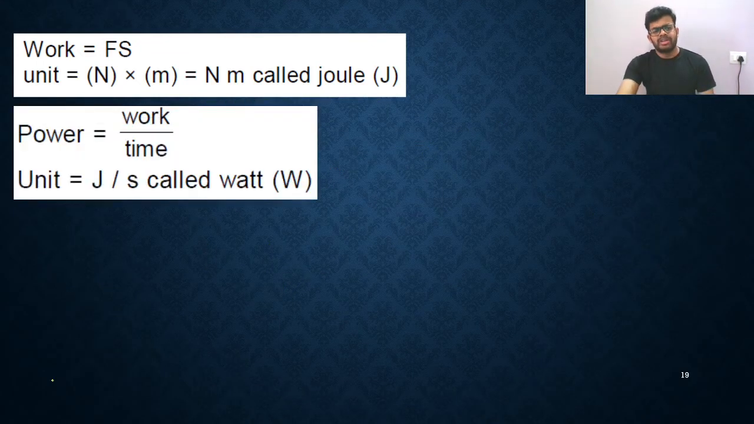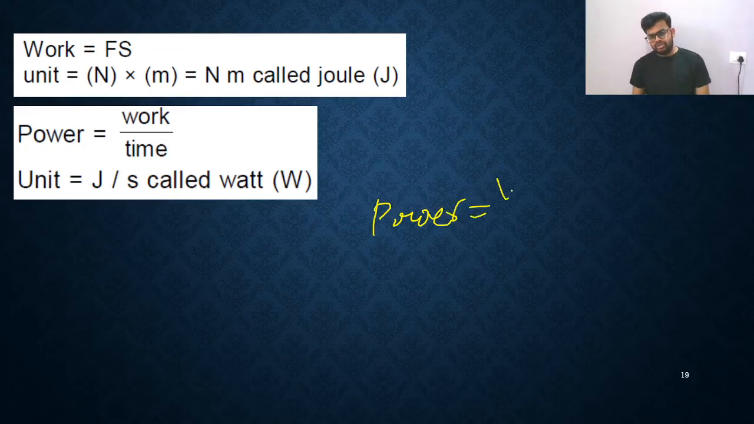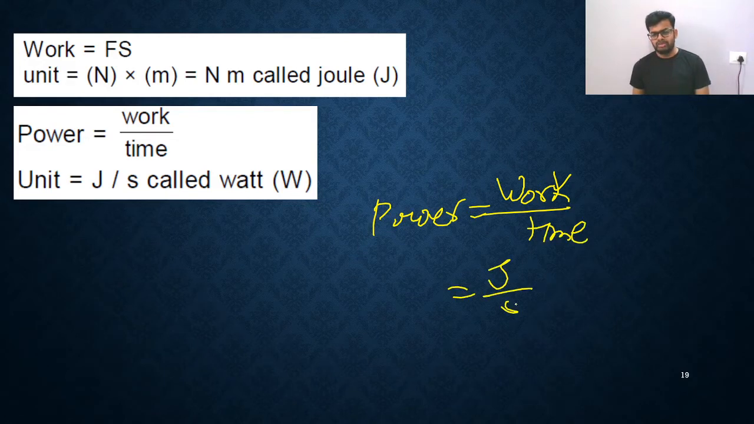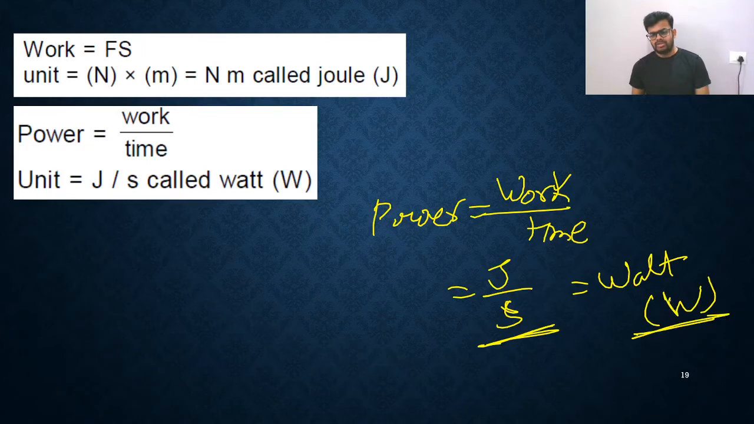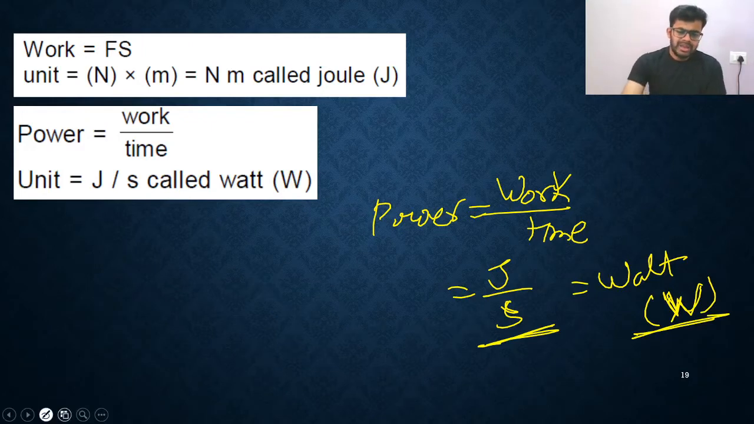Yes, let us talk about this last one, power. Power is the rate of doing work. You need to remember this formula: power is equal to work divided by time. Work has unit joule and time is second, so joule per second. Joule per second is also called watt, that is W, capital W. So we will say the SI unit of power is watt. I hope all of you understand it. All of you can do it now, right? So very simple.